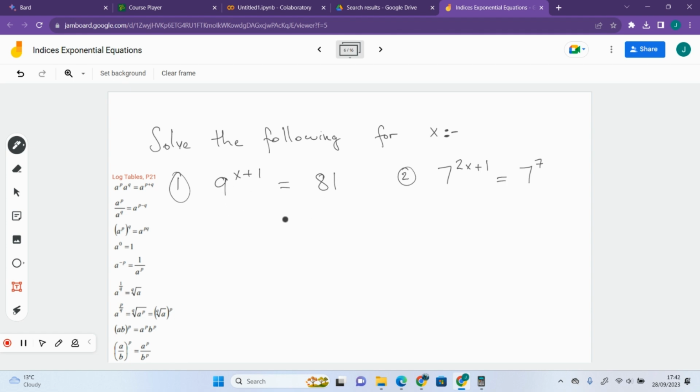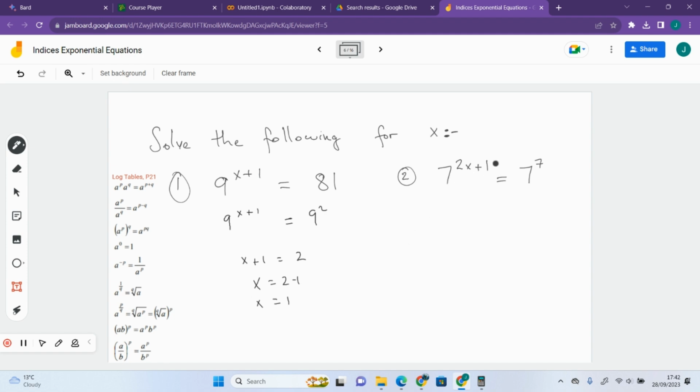So 81 can be set to 9 squared because that will make the base the same as the other one, and this will be 9 to the power of x plus 1. Okay, so I just made the bases the same. Now that they're the same, I can just say x plus 1 is equal to 2, and no surprises, x is equal to 2 minus 1, which is 1. So that one, you could see it visually very quickly that the answer was going to be 1.